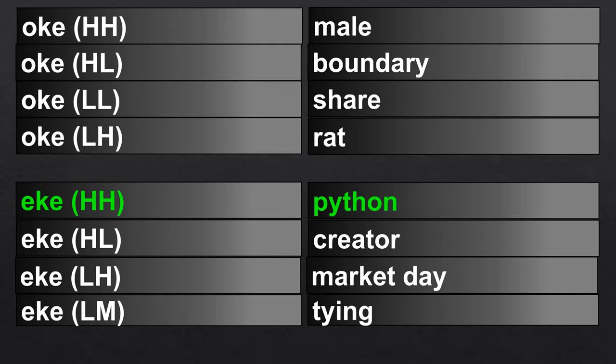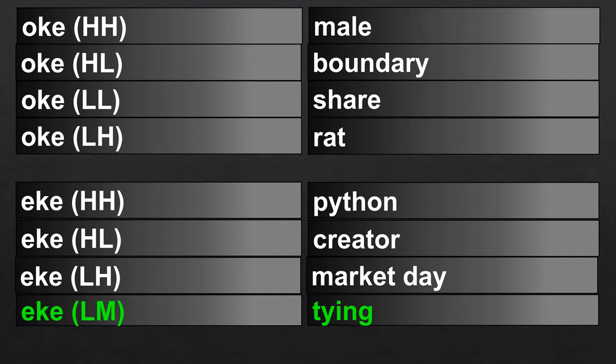Eke, python, is high, high. Eke, high, low, creator. Eke, market day or day of the week, is low, high. Eke, that is the verb ke, to tie. It could also be low, high, but here let's use low, mid for eke.